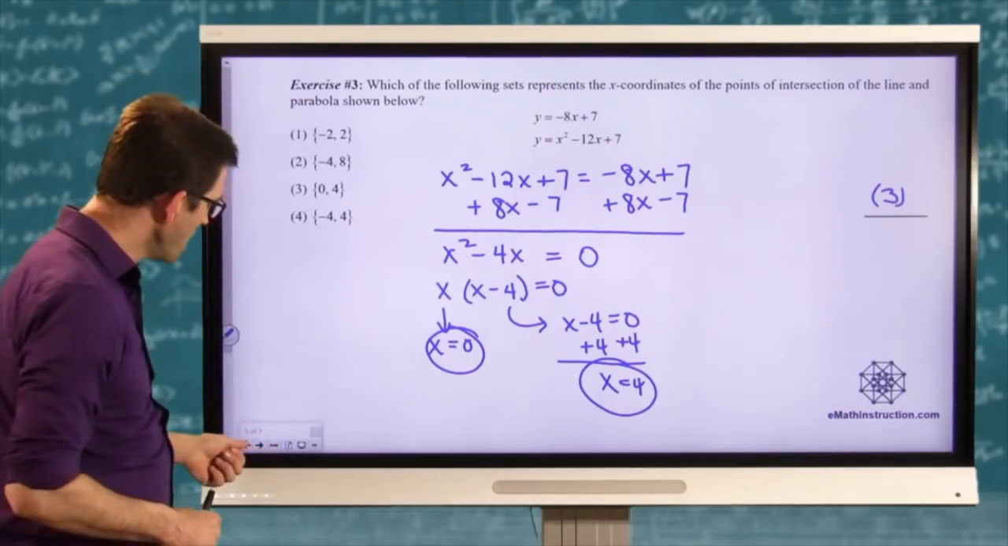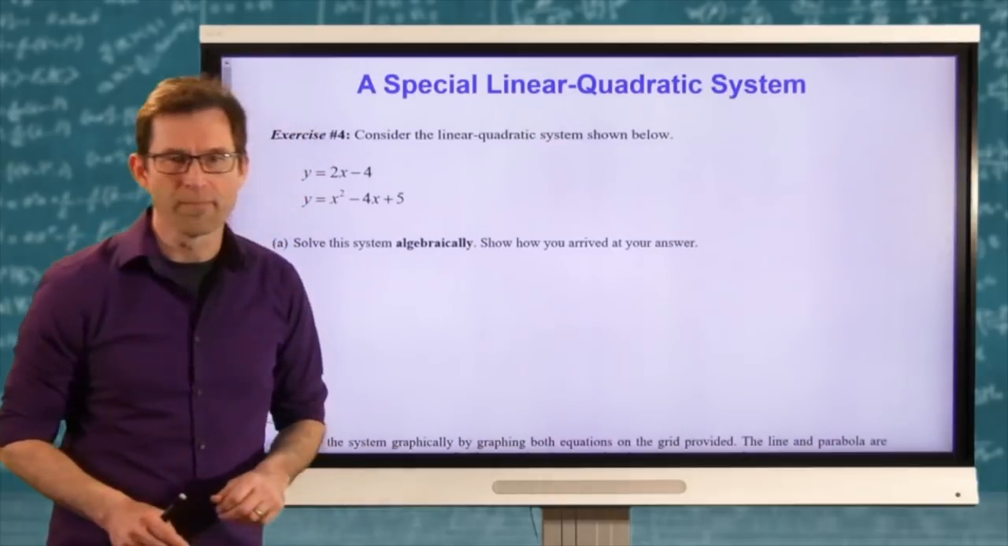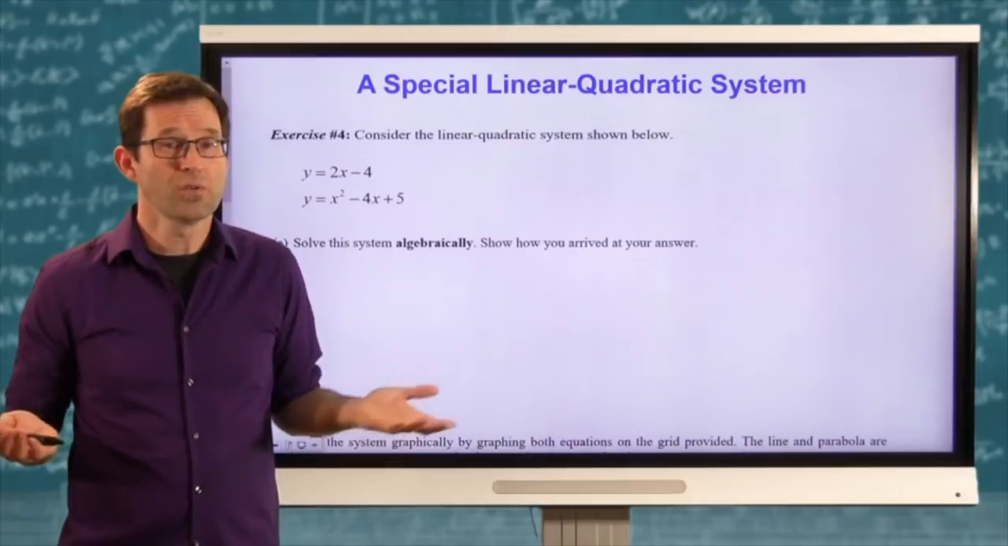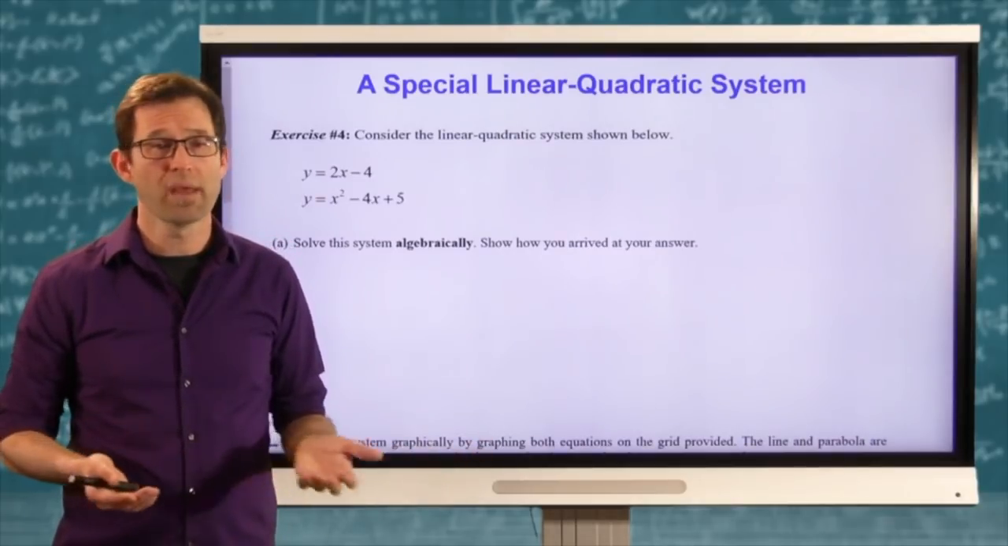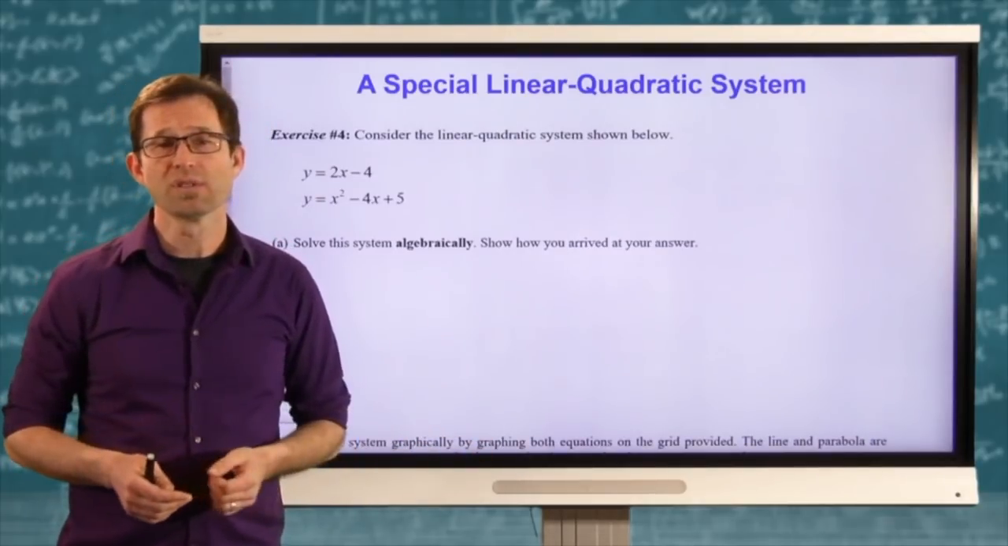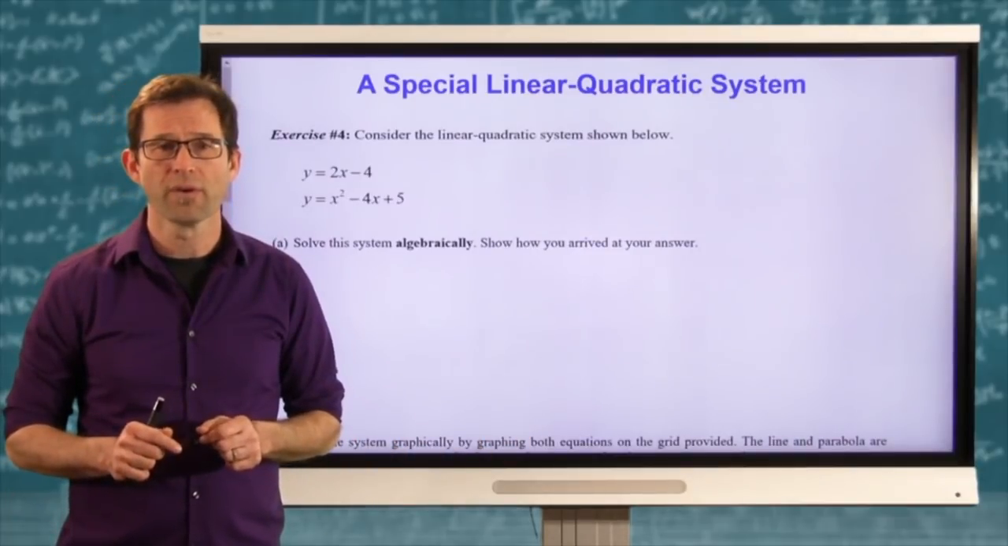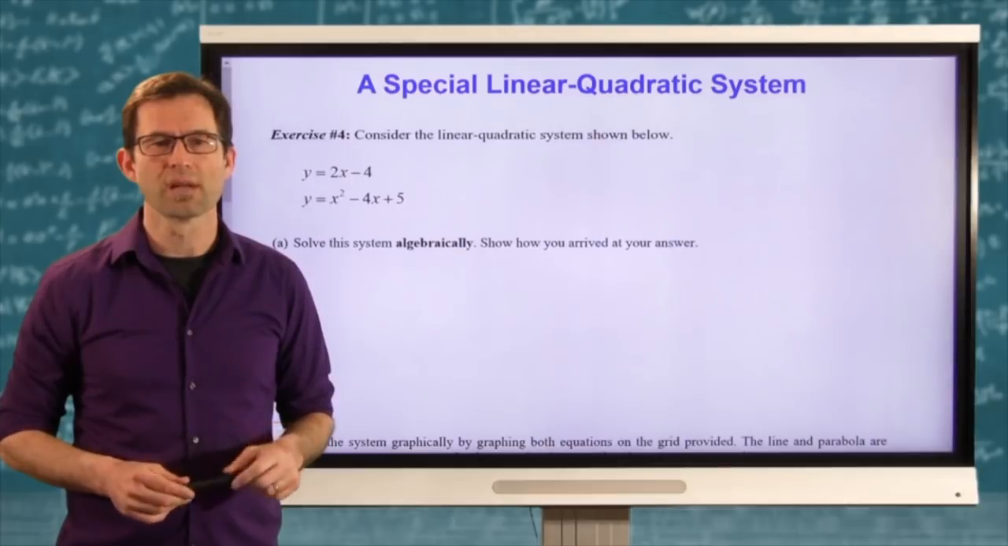Okay, let's do it. So the last problem that we're going to look at today is a special linear quadratic system. So far it seemed pretty basic. I set the equations equal, or I graph them both, I find the two intersection points, I move on with my life. Okay, but let's take a look at exercise number 4.